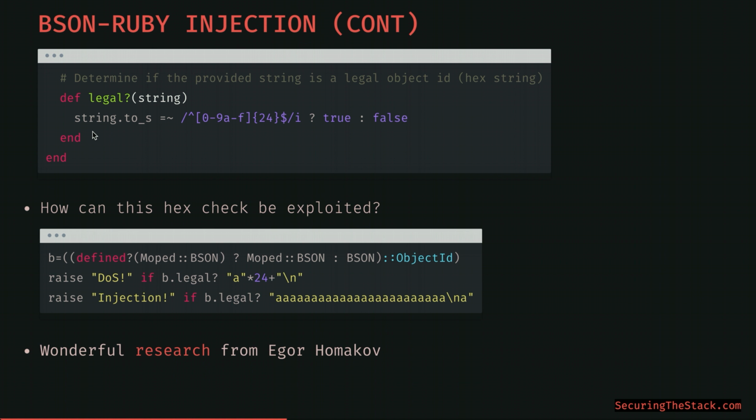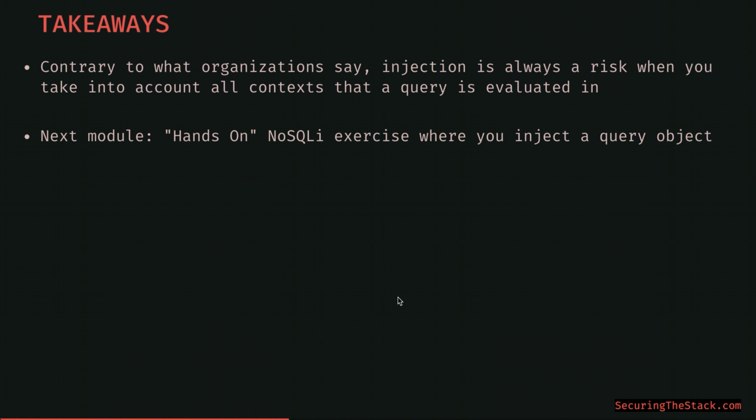I just really wanted to drill it home, and hopefully all of these items you are seeing here, with how a query can go down into all these different contexts and how there could be vulnerabilities way down the dependency tree, are helpful for you to understand NoSQL injection, or just injection in general, at a really fundamental level. So, here are some takeaways. Contrary to what organizations say or could hint at, injection is always a risk when you take into account all contexts that a query is evaluated in.